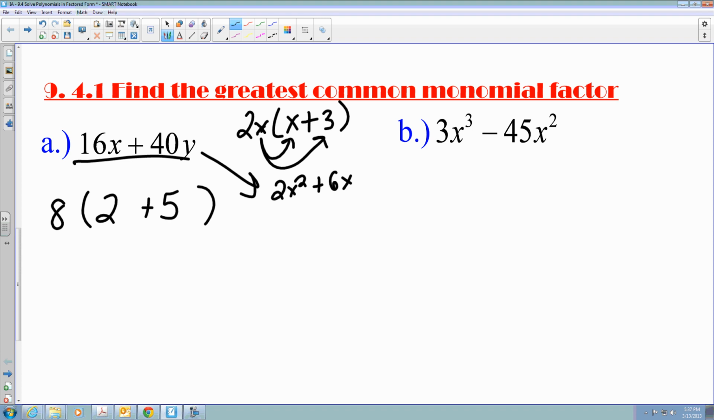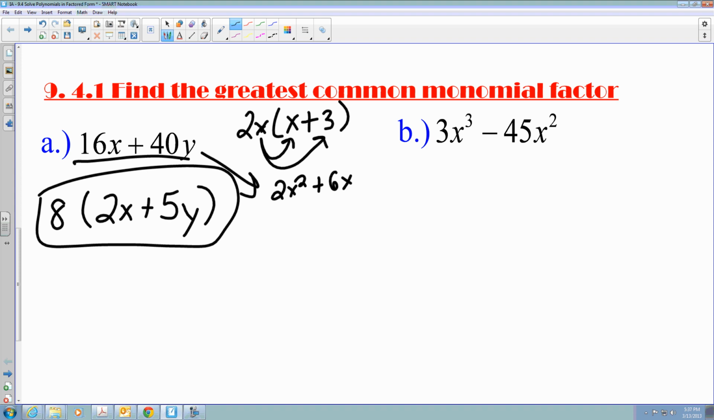So now I'm going to look at my variables. I have x and I have y. Since they are different variables, I cannot combine them and then put them on the outside of my parentheses. So I just leave them inside the parentheses. So it'll just be x here and y here. And so that's my answer.